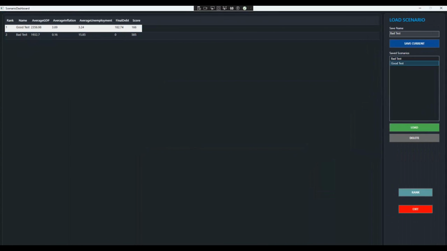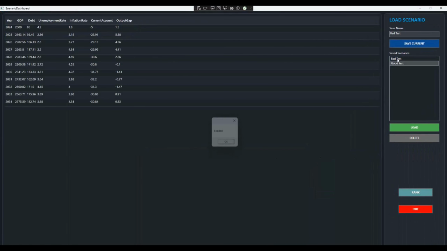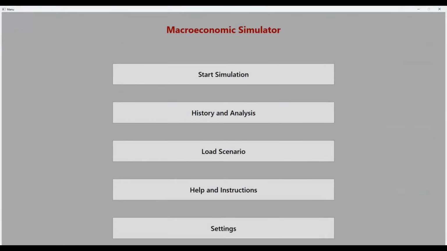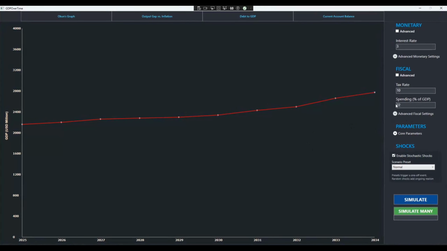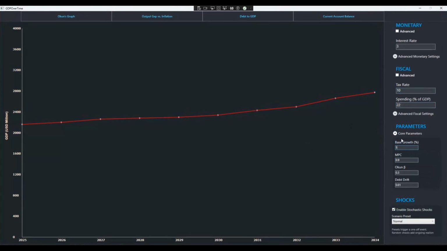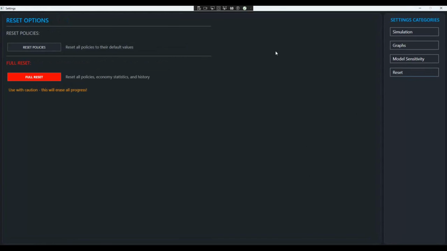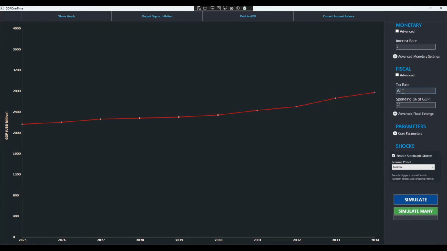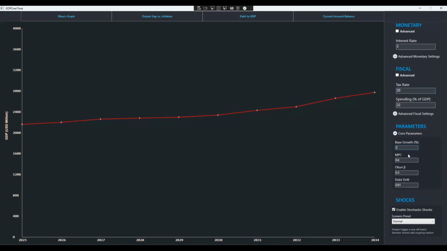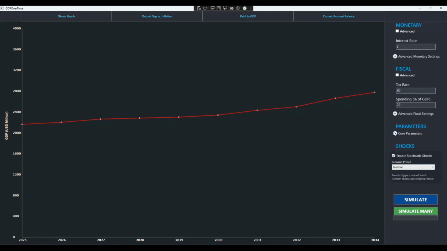So loading the good test up. Start simulation. We can see tax rate of 10%, spending of 22, MPC 0.95. So when we click reset policies, the trend line should remain the same, and all the policies should be reset to the starting default value. So 20% tax rate, correct. 2% base growth and 0.6 MPC. So that is being executed correctly.